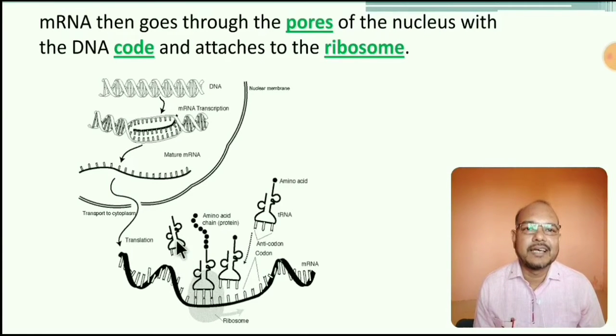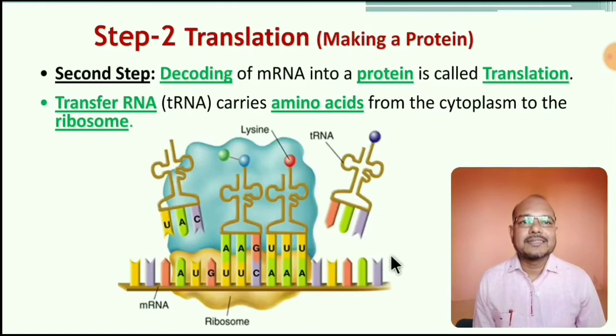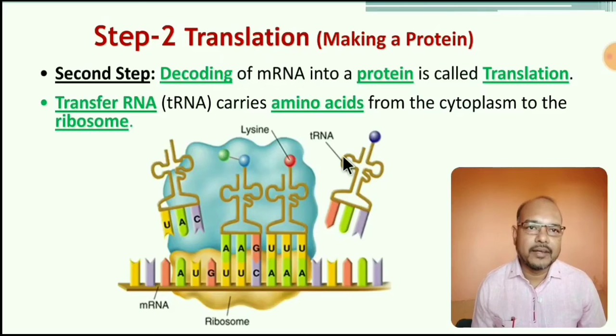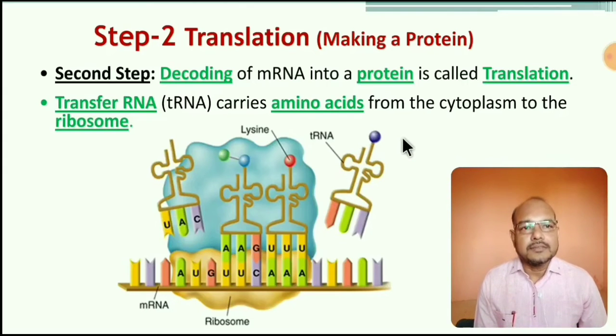So the amino acid tRNA brings the chain of amino acids, and in that case the proteins are formed. The amino acid along with the tRNA get released after the complete formation of a long polypeptide chain in the form of proteins. Step 2, the translation, making the actual proteins. In this second step, the decoding of the mRNA into proteins is called translation. Transfer RNA carries amino acids one by one. The total of 20 amino acids are brought one by one from the cytoplasm towards the ribosome.